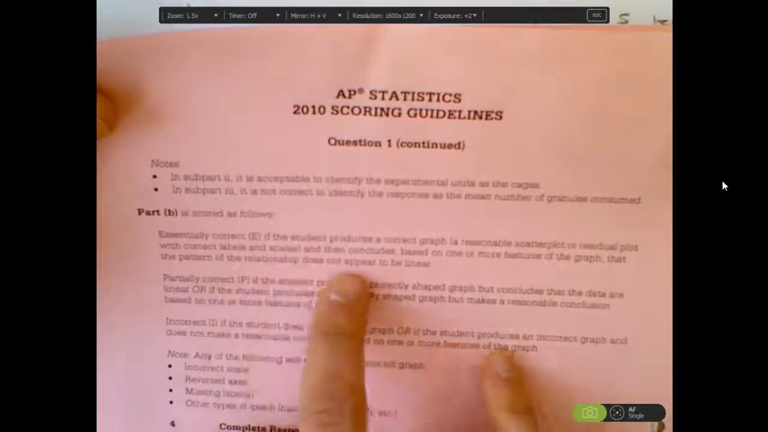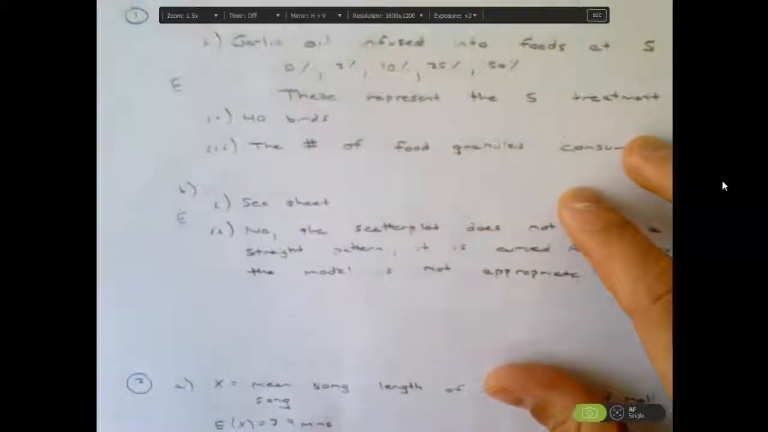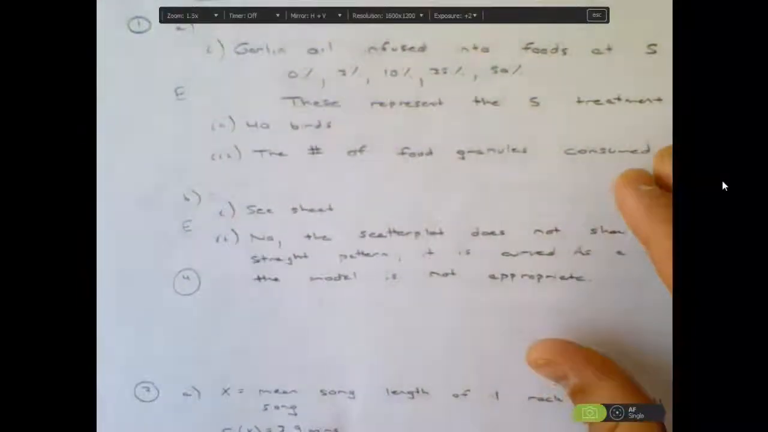So the second part is talking about the pattern does not appear to be linear. It's curved. So I've done both of those things. That's going to earn me essentially correct. With 2 parts in the question, E's are worth 2 points, P's are worth 1 point. I have 2 E's. This is going to give me a 4 on this question.